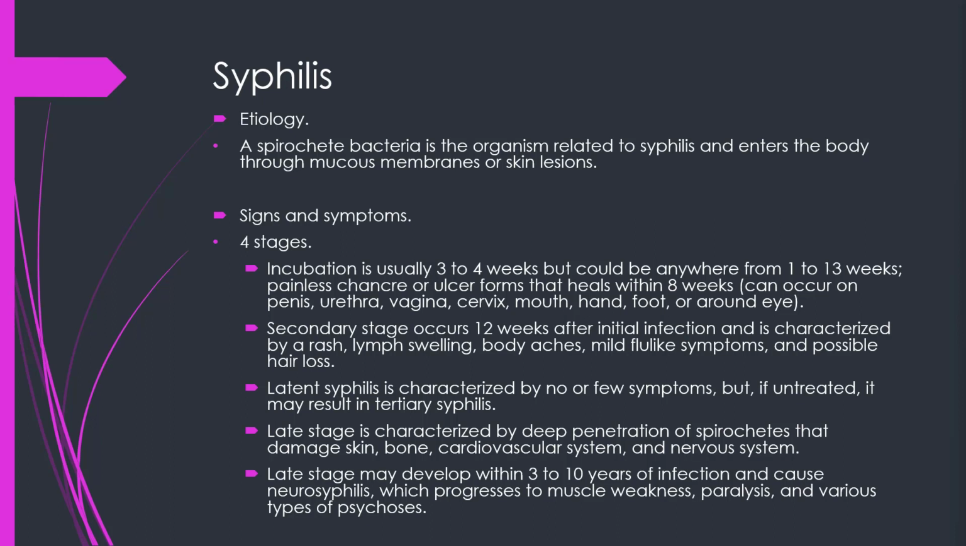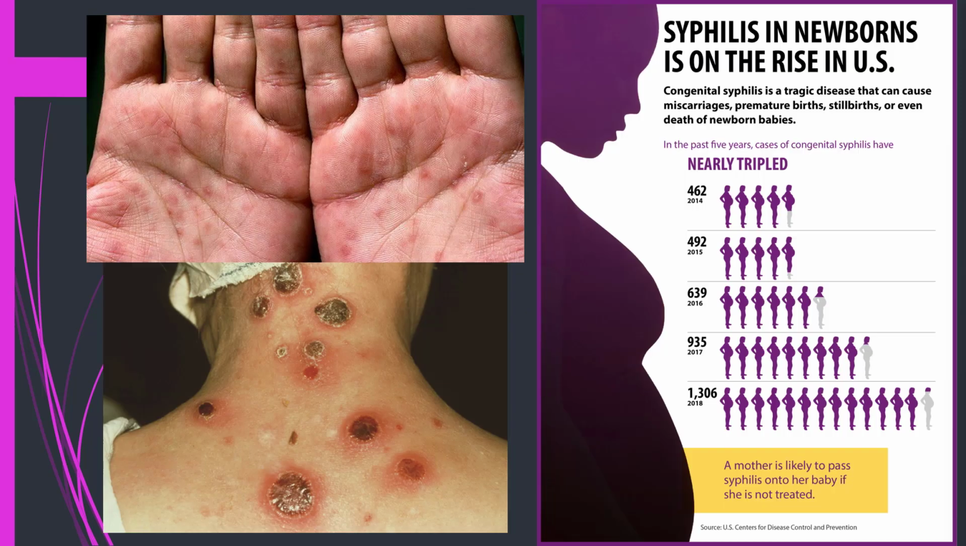Late stage is characterized by deep penetration of spirochetes, which damage the skin, bone, cardiovascular system, and nervous system. Late stage may develop within 3 to 10 years of infection and cause neurosyphilis, which progresses to muscle weakness, paralysis, and various types of psychoses. The signs of secondary syphilis include sores on the palms of the hands and on the body.